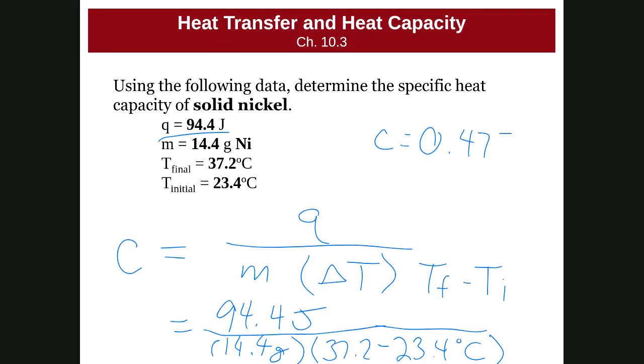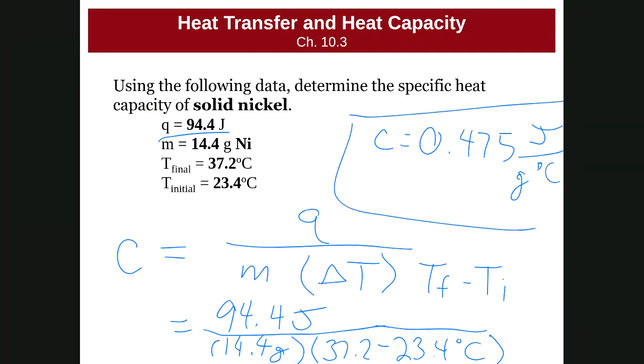0.475. And our units are joules per gram degrees Celsius, because we have joules on top, grams on the bottom, and degrees Celsius on the bottom. So there you go. That's how you calculate specific heat capacity.